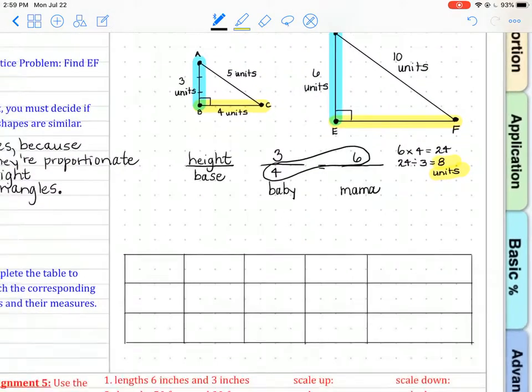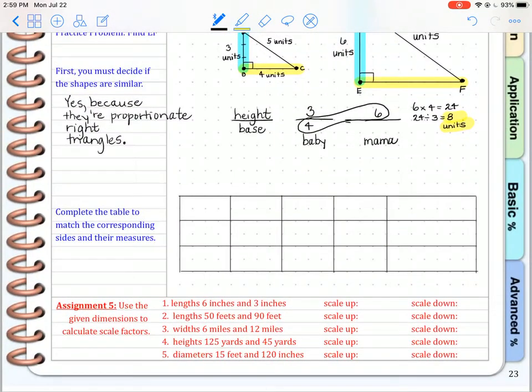Okay, I need to show you how to do a scale factor. And I think I'm going to go ahead and stop this video because scale factor will be a little bit long. So I'll be back in the next one and we'll complete this table at the bottom.